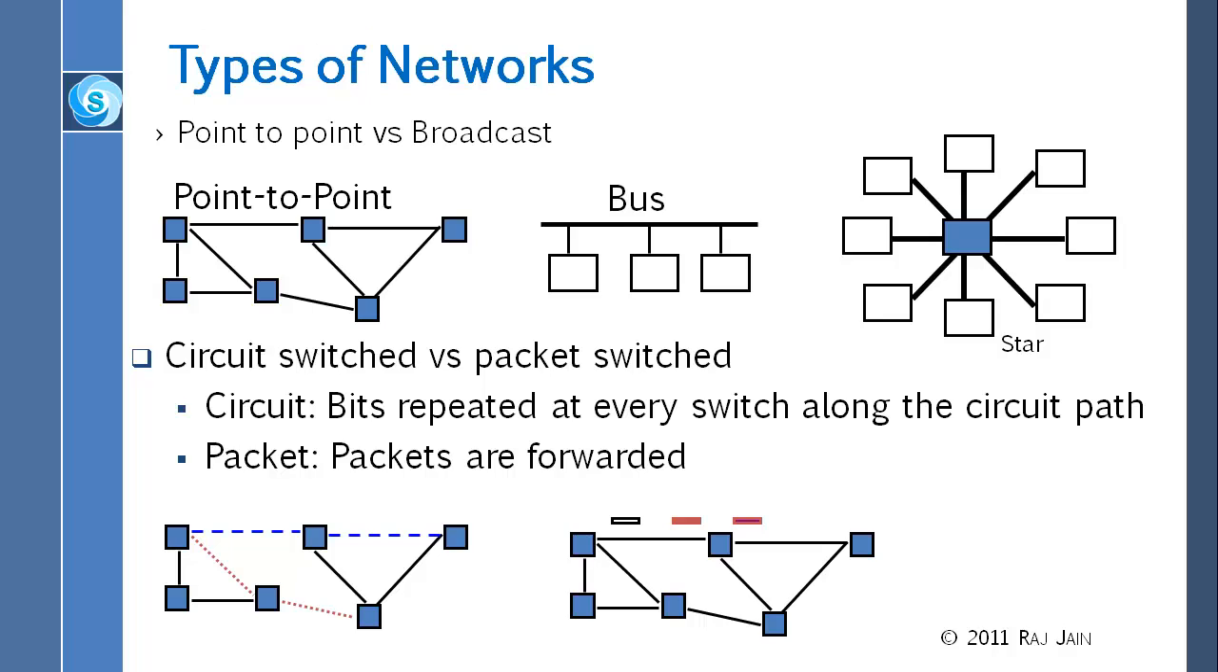So packets are like this, and circuit is shown like that, where this is a blue circuit, this is a green circuit, this is a black circuit. So there are many circuits here, and the information is going in parallel, but the circuits have been set up. And this is packet switching, where they're just different packets.